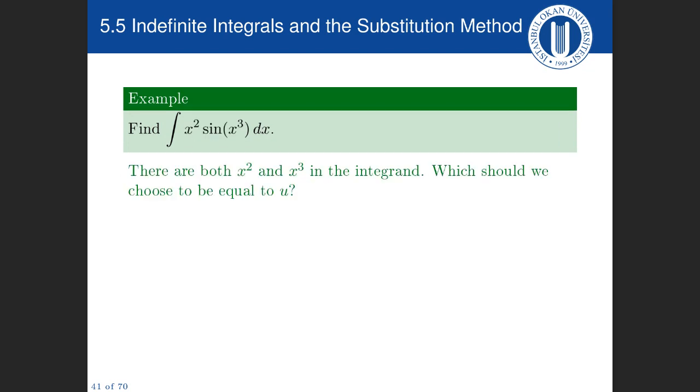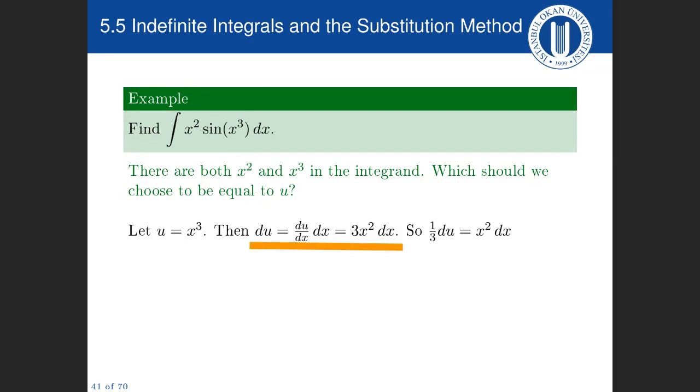Find the integral of x² sin(x³) dx. This integrand has both x² and x³. Which one should we choose to be equal to u? And the answer is we're going to choose u = x³. Why? Because when we then do du = du/dx dx, we get 3x² dx. And that's how we're going to cancel out the x².